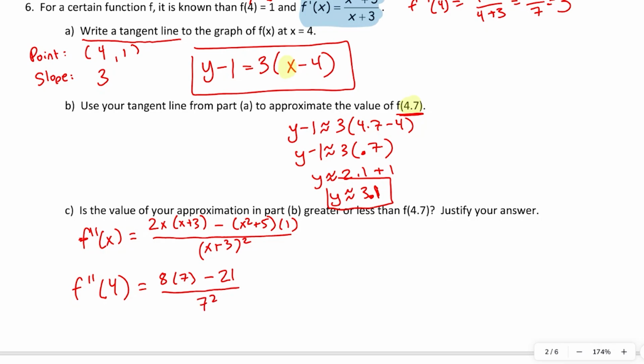Now, we don't really care exactly what this equals. We're just interested in whether or not this is going to be concave up or concave down. 56 minus 21 is going to be positive. 7 squared is going to be positive. So this whole thing is going to be positive.